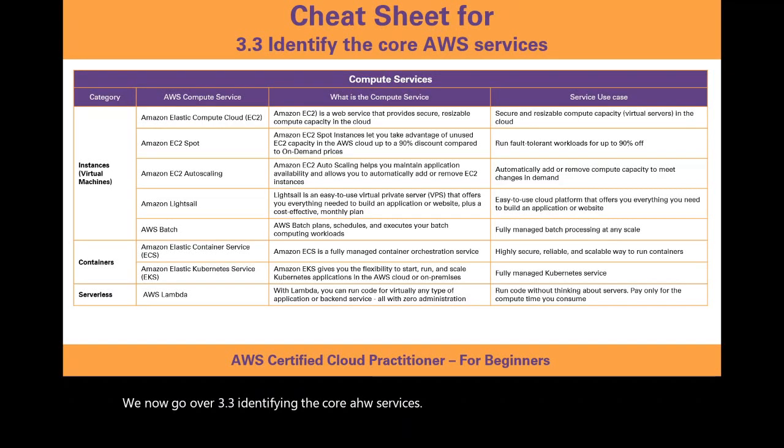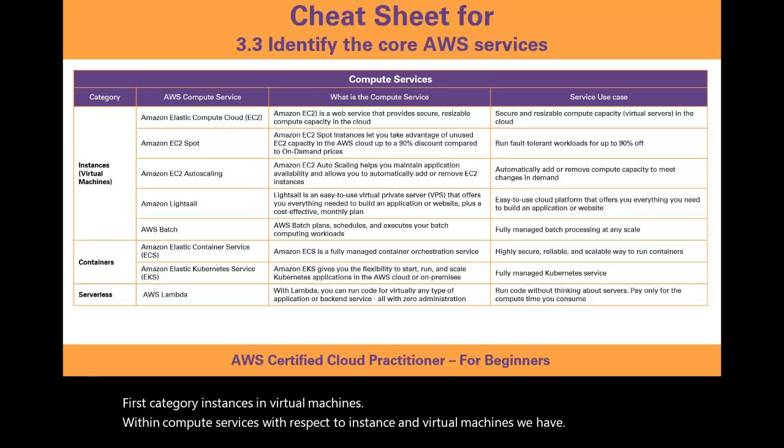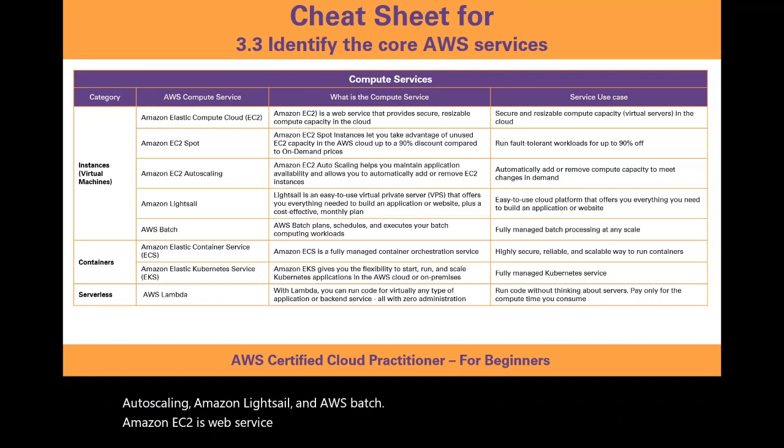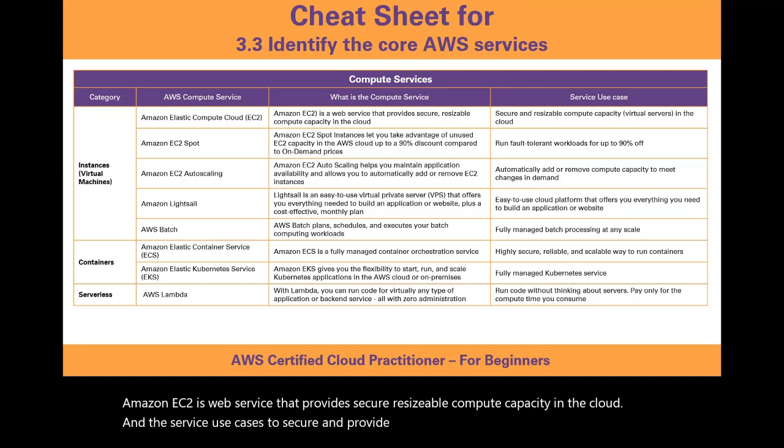First category, instances and virtual machines. Within compute services, with respect to instance and virtual machines, we have 5 different services: Elastic Compute Cloud, also known as EC2, EC2 Spot, EC2 Autoscaling, Amazon Lightsail, and AWS Batch. Amazon EC2 is a web service that provides secure, resizable compute capacity in the cloud. And the service use case is to secure and provide resizable compute capacity in the cloud.